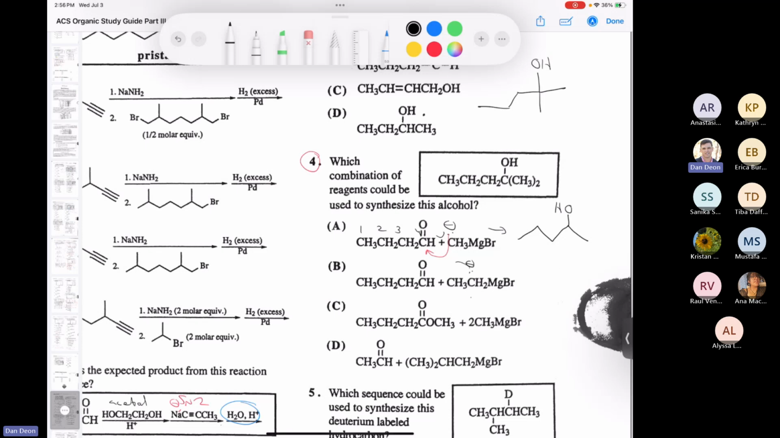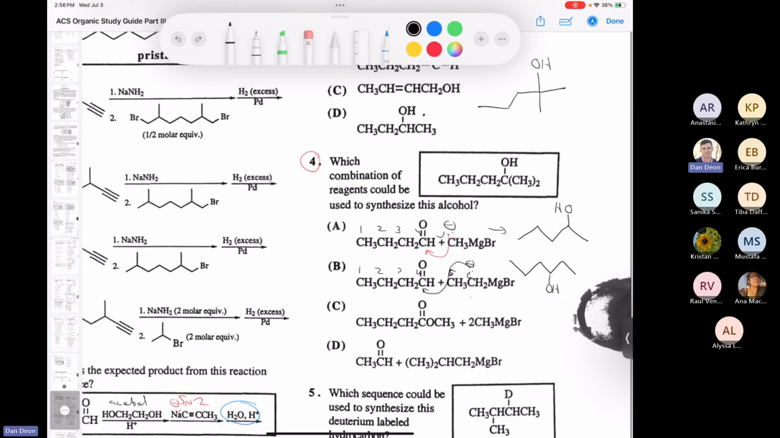In the next one, you have the ethyl magnesium bromide. And yes, again, that would do a nucleophilic attack like this. But then you'd have 1, 2, 3, 4, 5, 6 carbons like this. And then you'd end up with this compound, which is 3-hexanol. So that's not right. The next one is using 2 equivalents of methyl magnesium bromide.